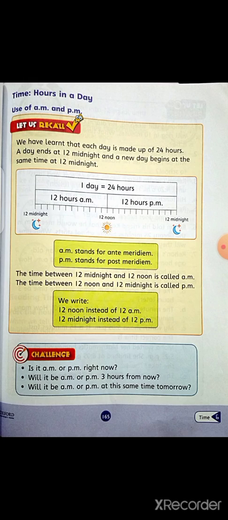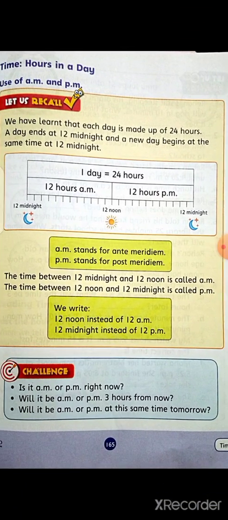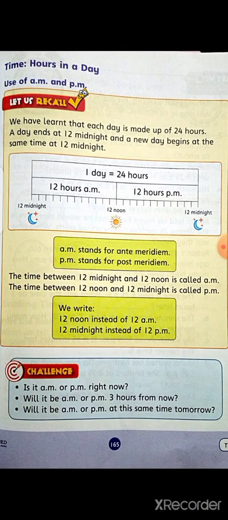In one day is equal to how many hours? 24 hours. Very good. One day is equal to 24 hours. 12 midnight to 12 noon, there are 12 hours AM, and 12 noon till 12 midnight, 12 hours PM.